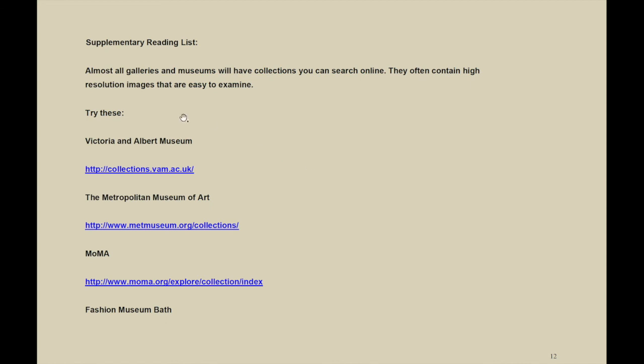Now, almost all galleries and museums will have collections you can search online. They contain high-res images and are easy to examine. This is a way for your mood boards, etc., to avoid having the same images as everybody else, because everybody Googled art movements and fashion and got the same first page results. So they decided to use all those images. Look at all these amazing collections. They're everywhere. Check them out. Amazing. Look at all these. Oh my God. We can see anything.